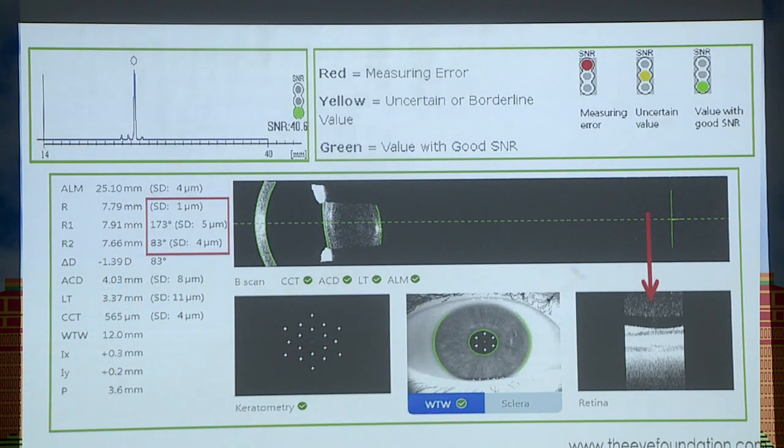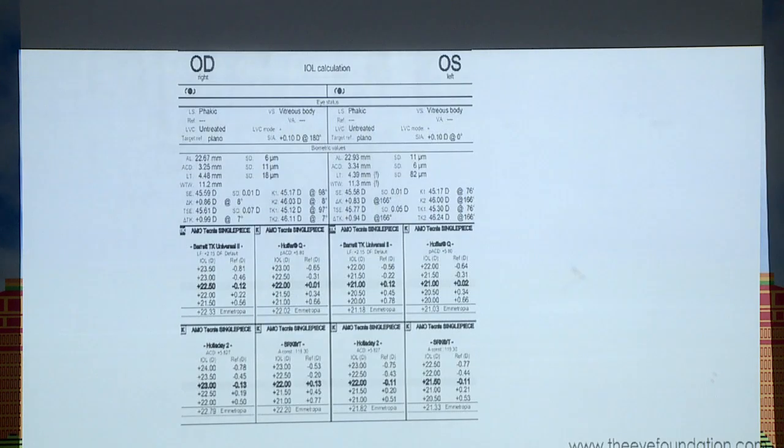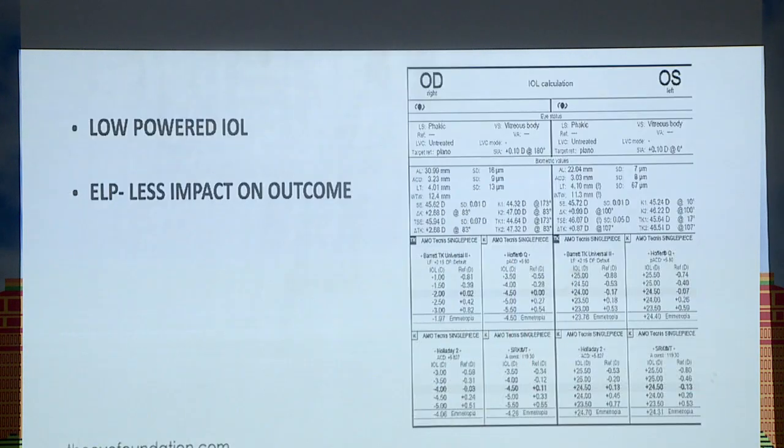We need to see whether the signal to noise ratio is more than 2. We should see whether the standard deviation in your readings is less than 0.2 or 30 microns, especially in a normal eye. You'll find that if it is in the normal range of axial length and anterior chamber depth, you would find that you could use any formula and you are doing very well.